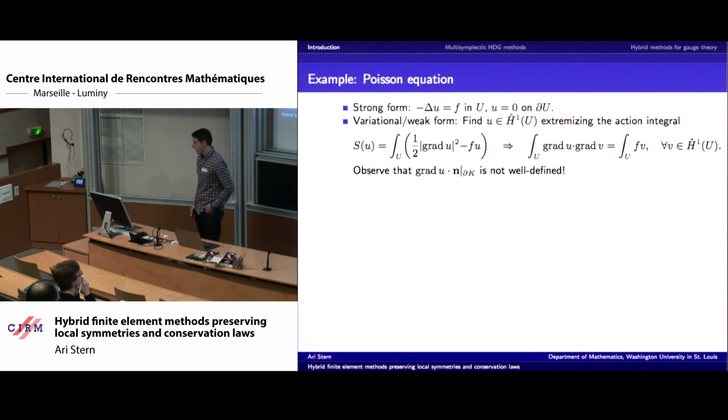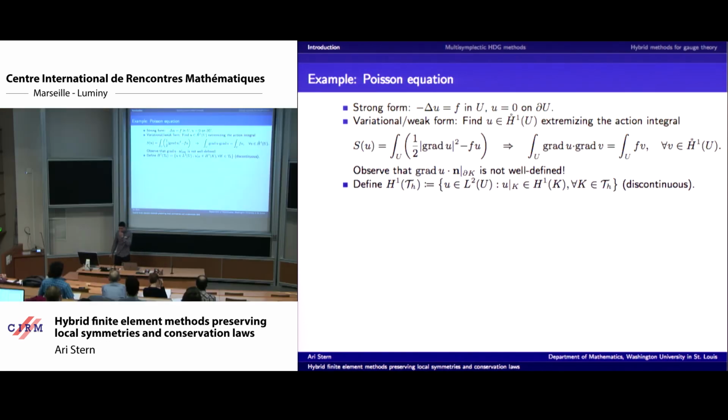And in terms of things not pointwise being well defined, observe that if I wanted to look at the flux of u through the boundary of, say, some subdomain, grad u, if u is in H1, grad u is in L2, and that means I can't really make sense of a trace of something that's in L2. So in this formulation, talking about the flux of u, and therefore really talking about conservation laws of any sort, is kind of challenging.